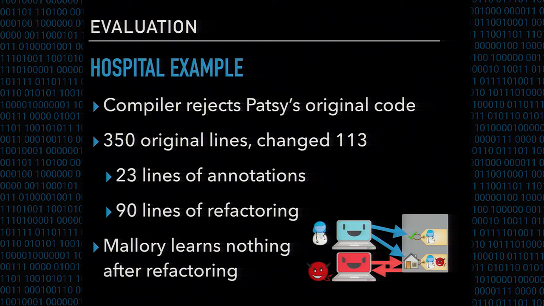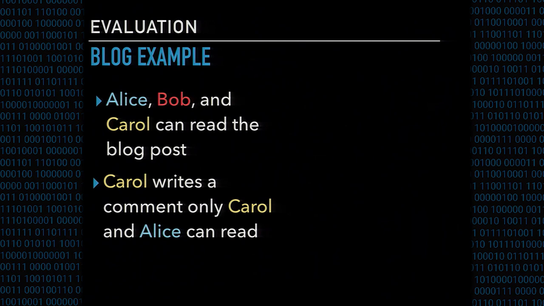And so to make them monotonic, we had to change 113 lines. 23 were adding annotations and 90 lines were refactoring Patsy's code to read the address first. It turns out that while we were grappling with the problem, we ended up significantly rearranging how the transaction looks.